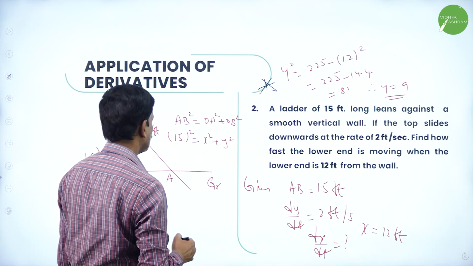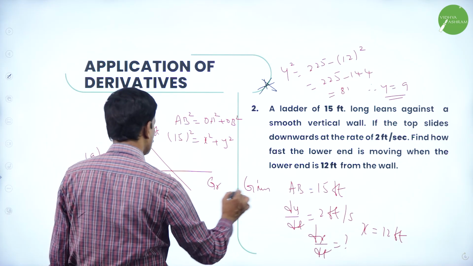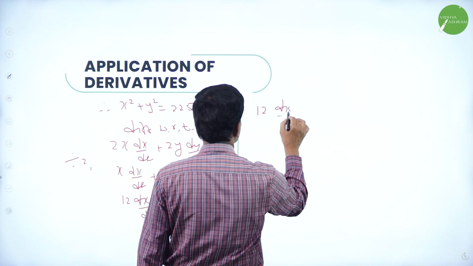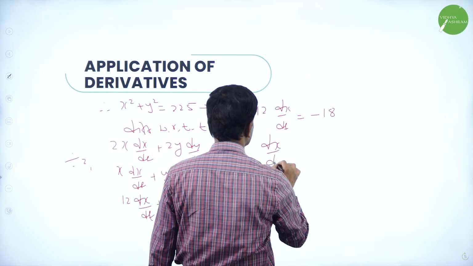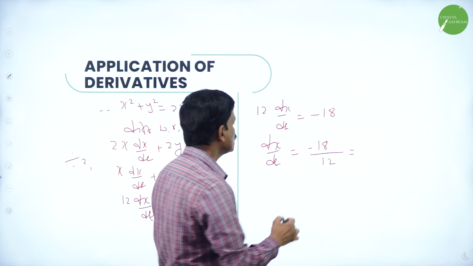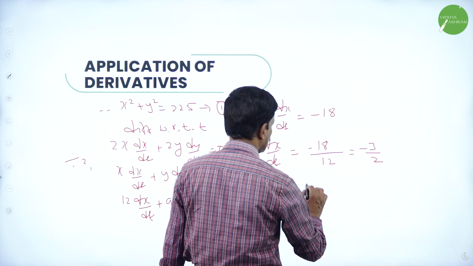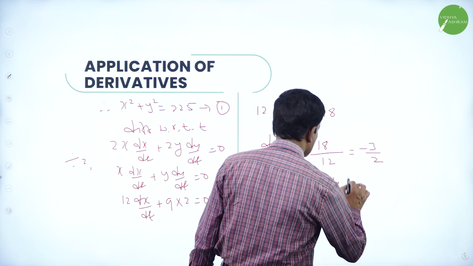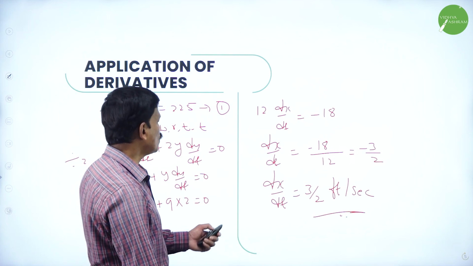Substitute here. So y is 9 into dy by dt. What is dy by dt? It is 2 feet per second, with the sign negative since the top slides down. So 12 times dx by dt is equal to minus 9 2s are 18. So dx by dt is equal to minus 18 divided by 12. If you divide by 6, 6 3s are 18, 6 2s are 12. The negative sign indicates it is decreasing. Therefore dx by dt is equal to 3 by 2, that is, 3 by 2 feet per second. That's it. This is how we are going to solve this problem. Now move on to the next problem.